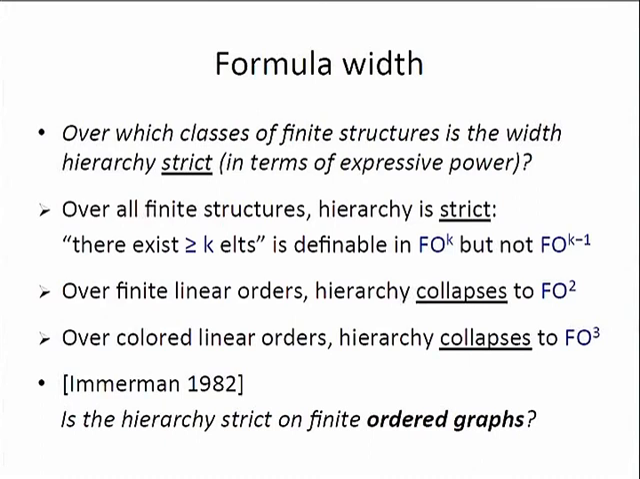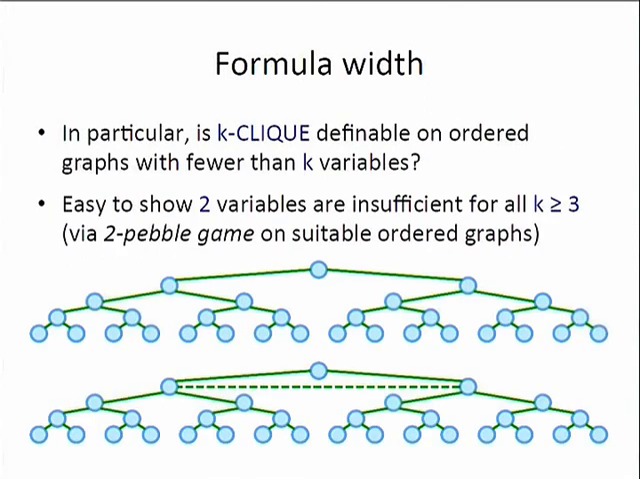But one question along these lines, which had been open for a long time, is whether this hierarchy is strict on the class of finite ordered graphs. And a natural property to consider in trying to separate these variables is the property of whether there exists a k-clique, because it's obvious how to define with a k-variable sentence that there exists a k-clique in an ordered graph, but it's not clear how to do so with fewer than k variables, even if you have access to some linear order.